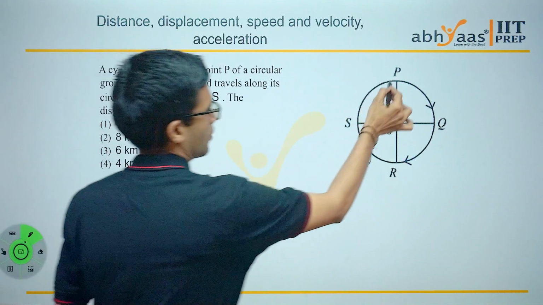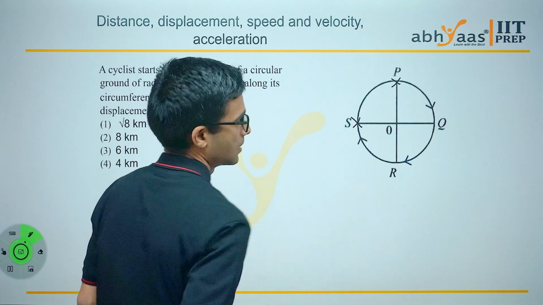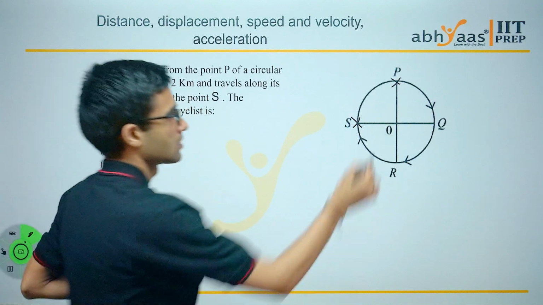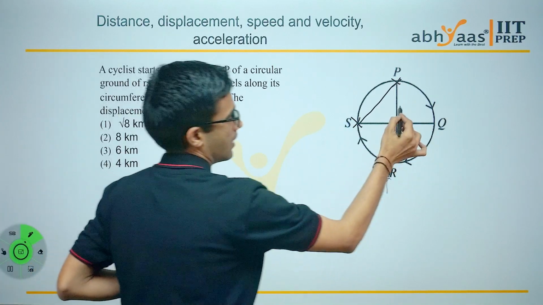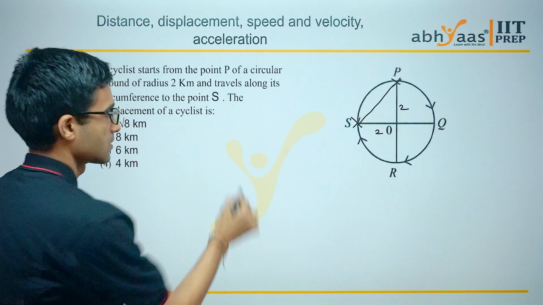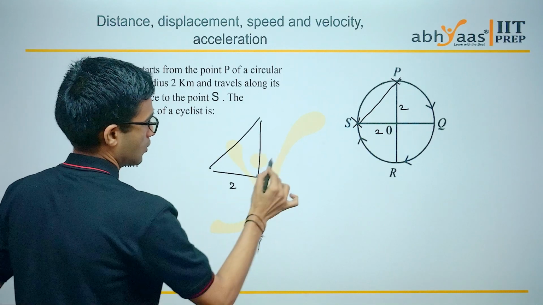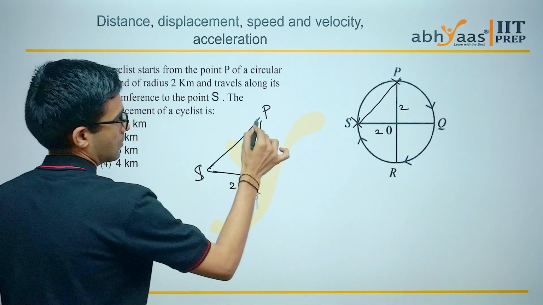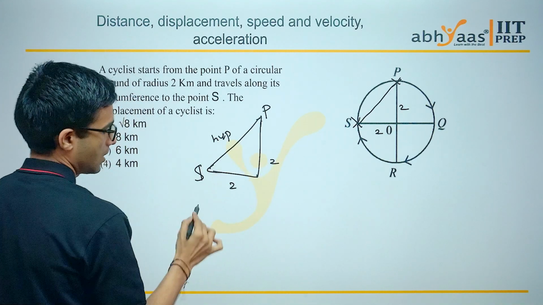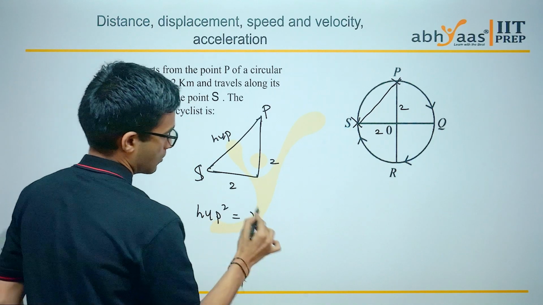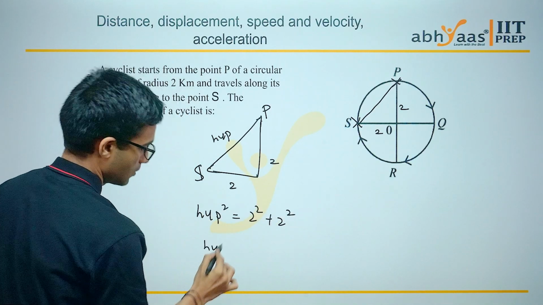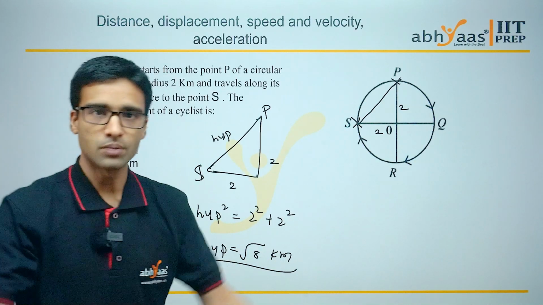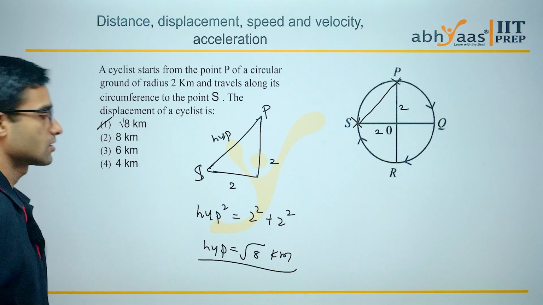Now, what is the initial point? The initial point is P, the final point is S. Displacement means the shortest distance between the initial and final points. So you just join them like this. The radius is given as 2, so it looks like a triangle with sides 2 and 2. SP is the hypotenuse, right? Hypotenuse square equals 2 square plus 2 square, so the hypotenuse is root 8 kilometers. Simple thing. If you know the basics of mathematics, you can understand and answer this question.